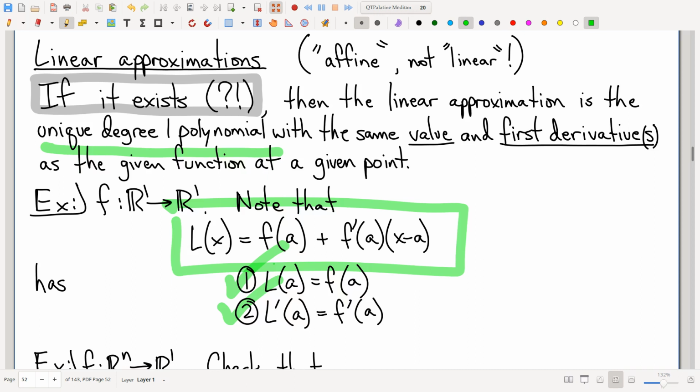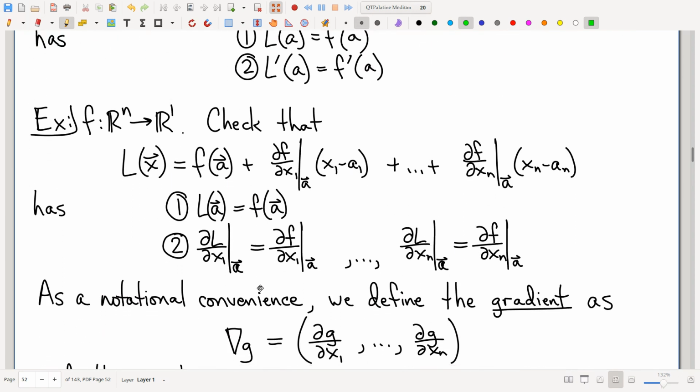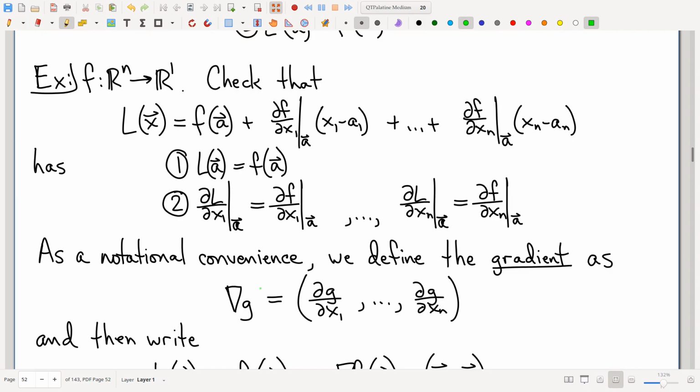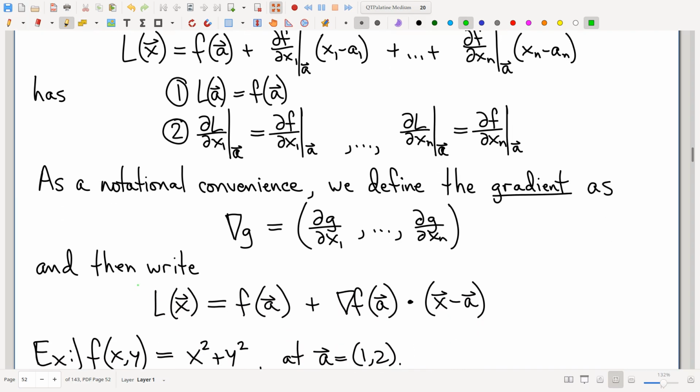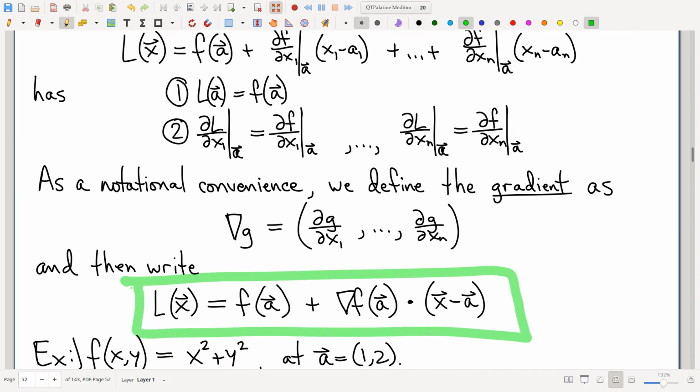Okay, so with that in mind, here is the formula for the linear approximation of a multivariable function, a real valued multivariable function, and this too has those same properties. This is the unique degree 1 polynomial that agrees with f in value and all of the partial derivatives. So this is sort of the moral equivalent of the single variable formula.